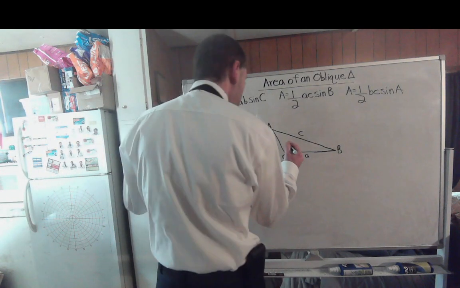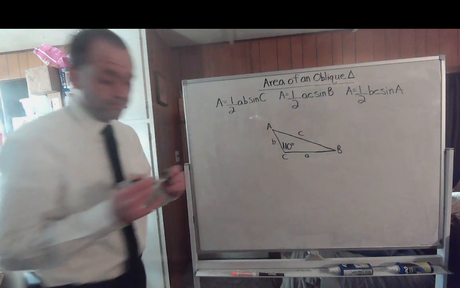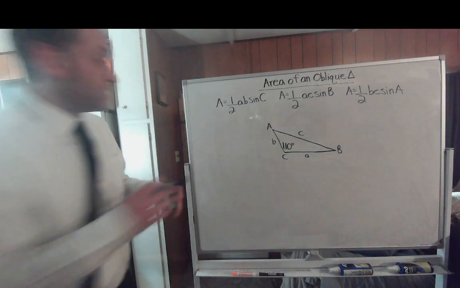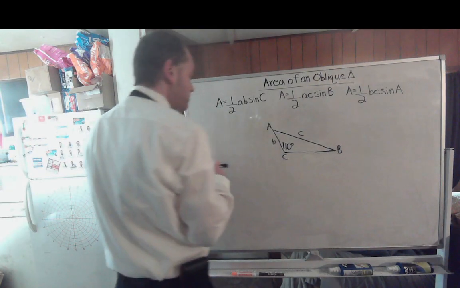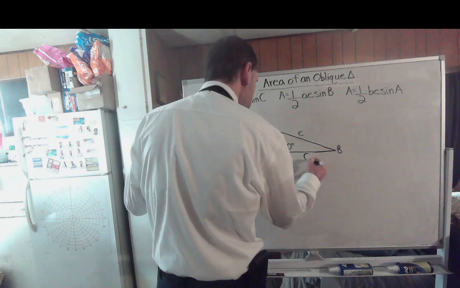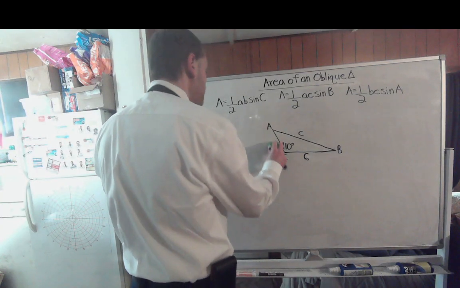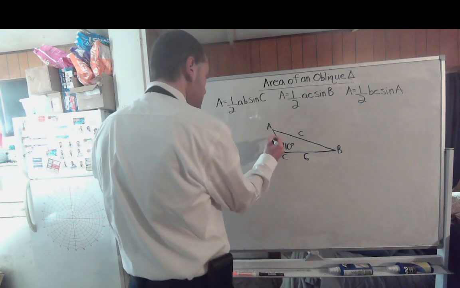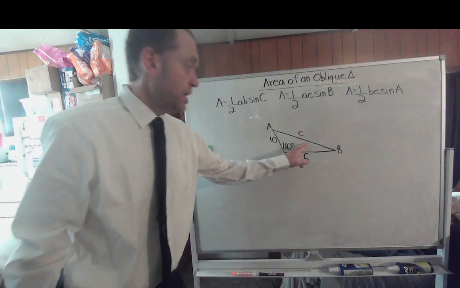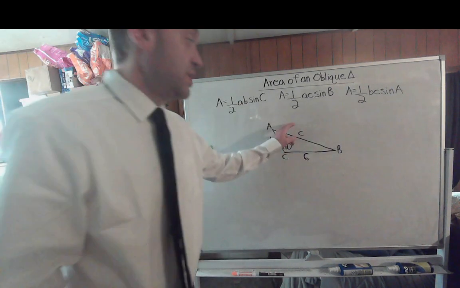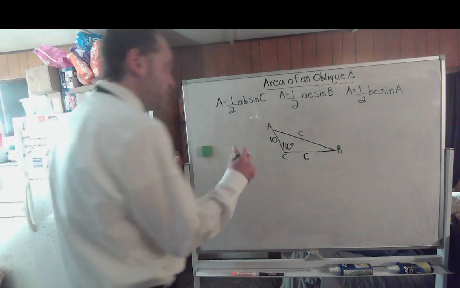Alright, so they give you that angle C has a measurement of 110 degrees. They give you that side A has a length of 6. Then they give you that side B has a length of 10. So we know sides A and B, then we know angle C. We don't have to know the other side or the other two angles. None of that matters. We have what we need to find the area.